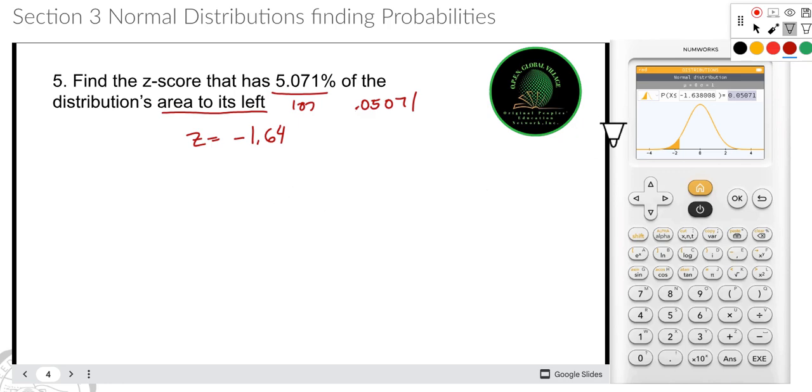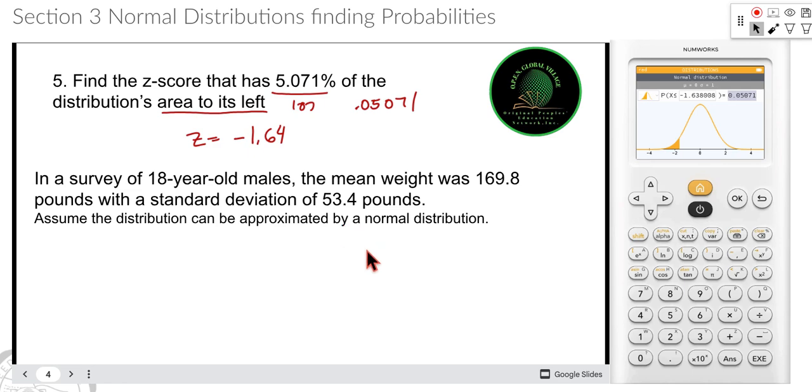Got our answer. Again, as we move forward, we'll start using these answers to answer more interesting questions than what is the z-score, like this. So this one kind of shows us what we're going to get. We've got a survey of 18-year-old males. The mean weight, and that was about what I weighed in high school, I don't weigh that much anymore, is 169.8 pounds with a standard deviation of 53.4 pounds. Remember, assume that the distribution can be approximated by a normal distribution. We're going to see how this will do it.